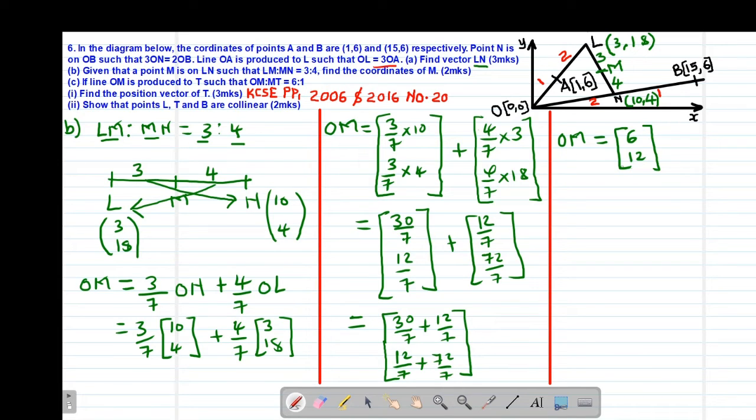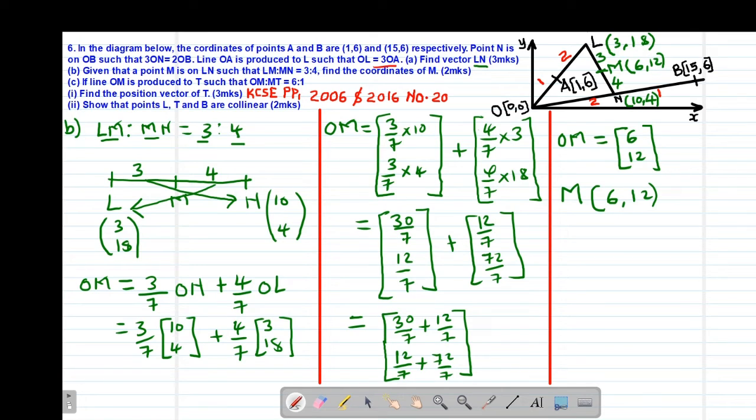So they wanted me to find the coordinate of M. So it simply means that M, remember when you are told a coordinate, it should be stated in horizontal form. So this one will be 6, 12. So those are the coordinates for point M. So I can indicate it here. So this is 6, 12. So these are our coordinates for point M. Then, so that is part B of the question.